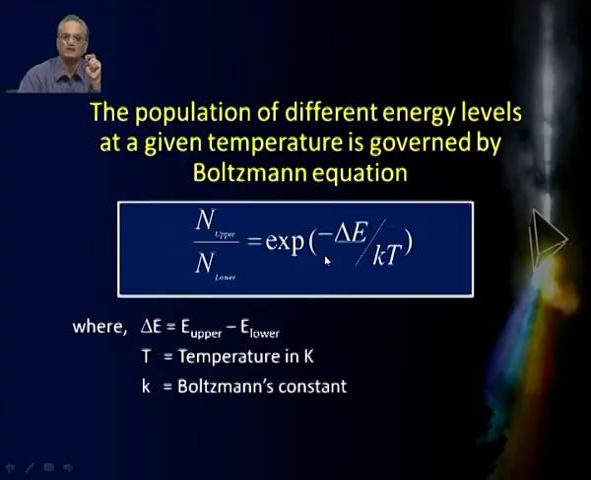So, what you see is that if this delta E goes up, that means I am talking about the population at different levels with respect to my ground level here.